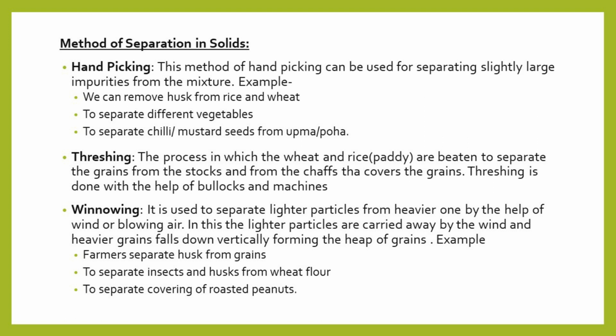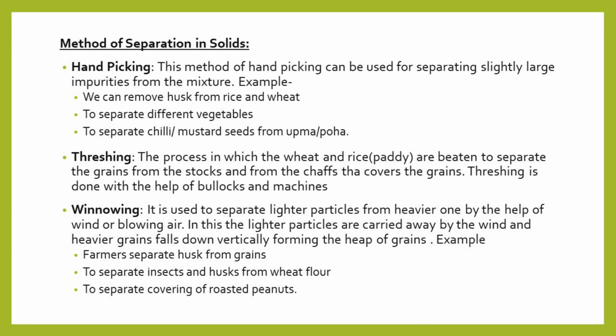And the second method is threshing. The process in which the wheat and rice are beaten to separate the grains from the stalks and from the shafts that cover the grain. Threshing is done with the help of bullocks and machines also. The process used to separate grains from the stalks is called threshing.